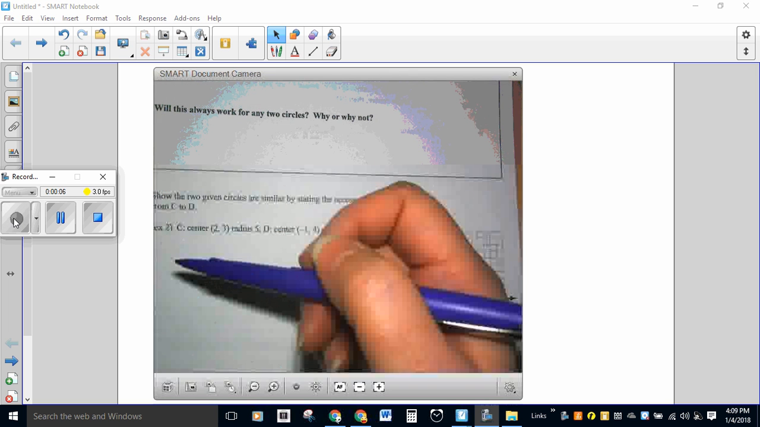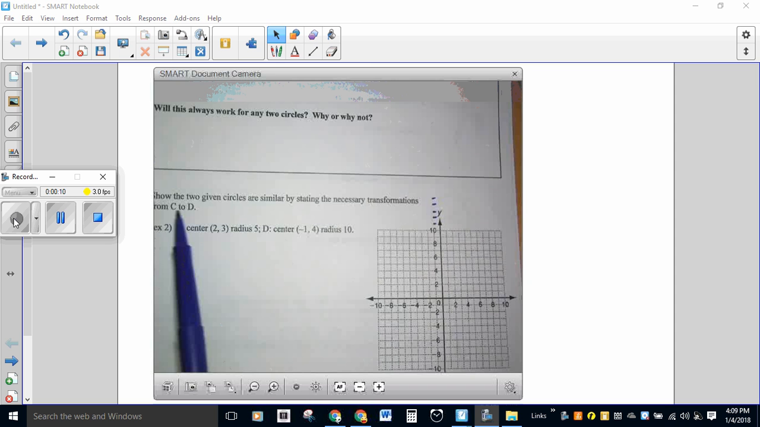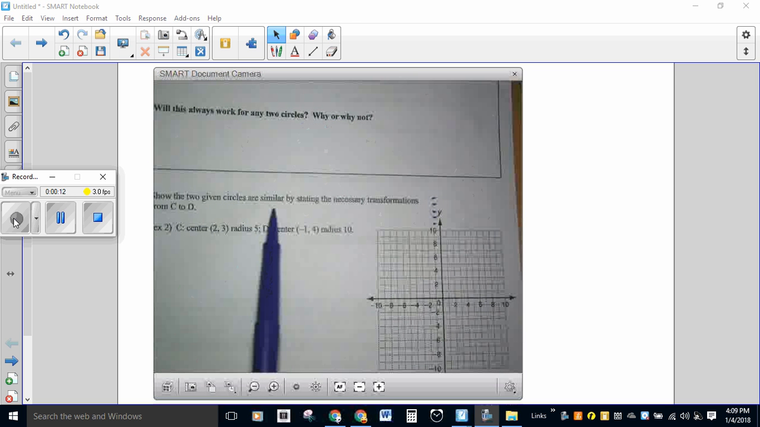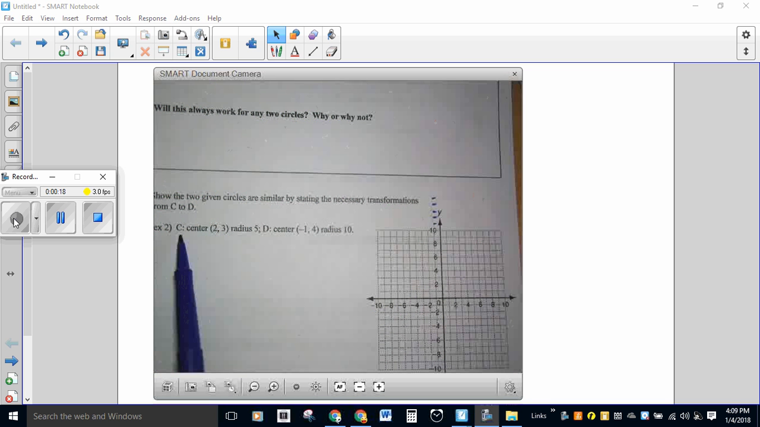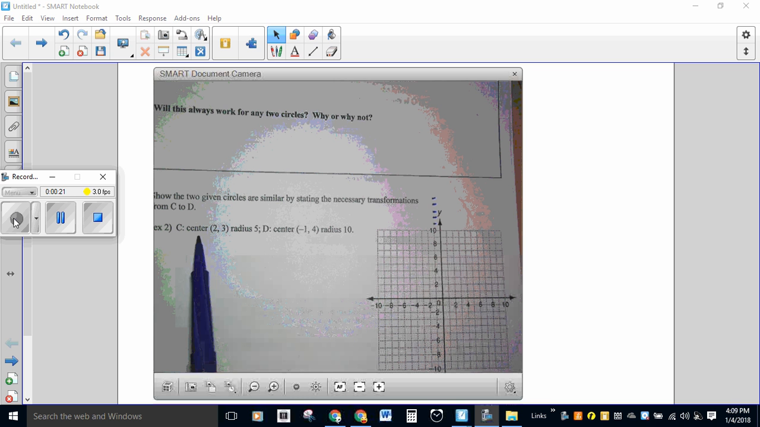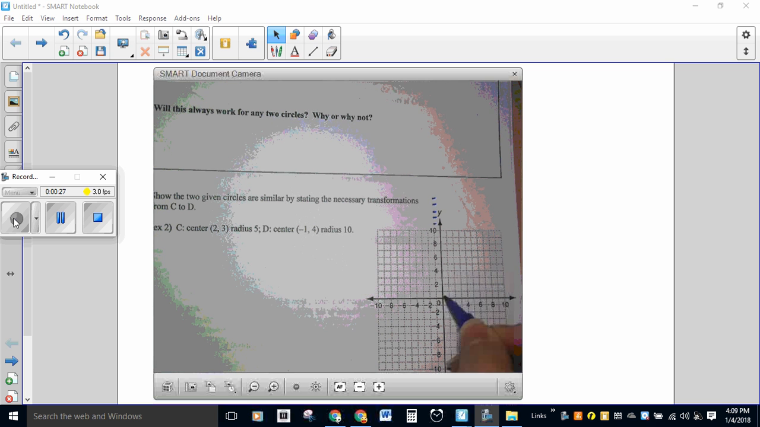Okay, this is how to do example 2 and 3 on page 3 of your notes from today. It says to show that the two given circles are similar by stating the necessary transformations from circle C to circle D. So our first one, we're going to plot circle C. Our center is at 2, 3 and a radius of 5. So we plot the center first. We go over to positive 2 and up to positive 3, and we put a point and we label that as C.